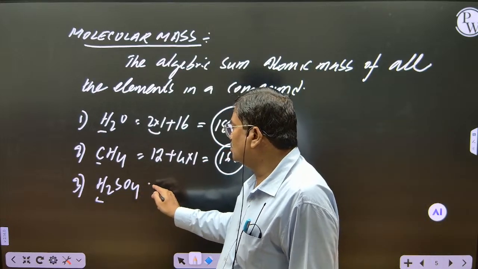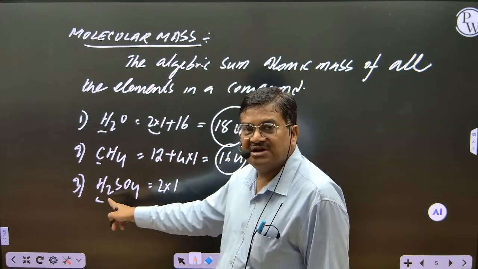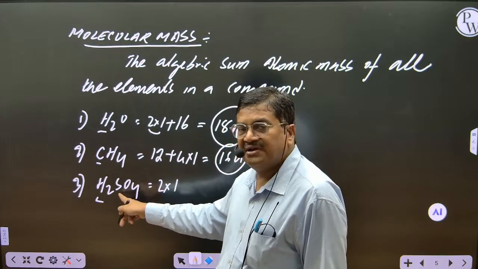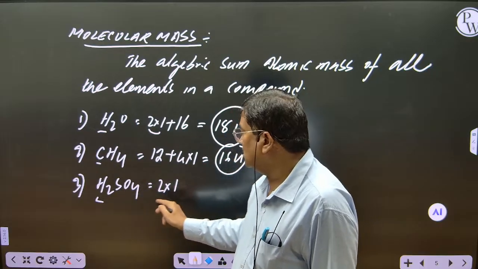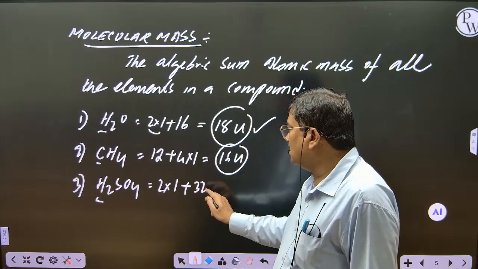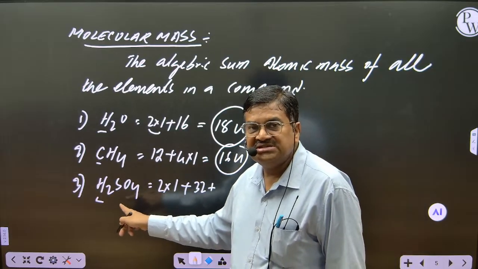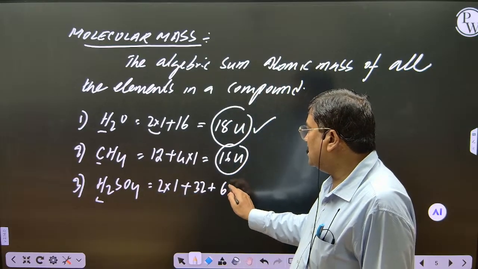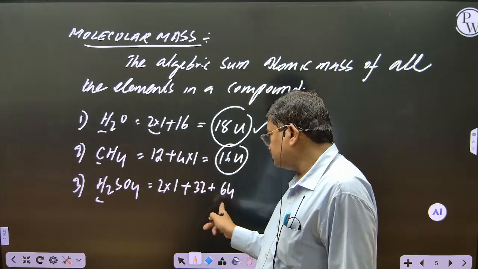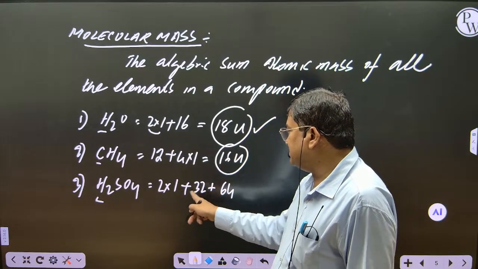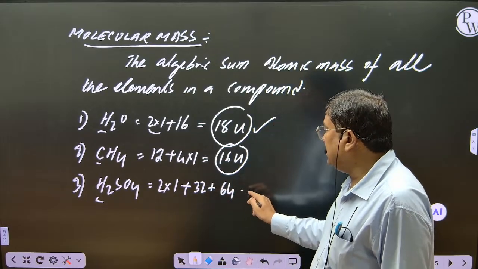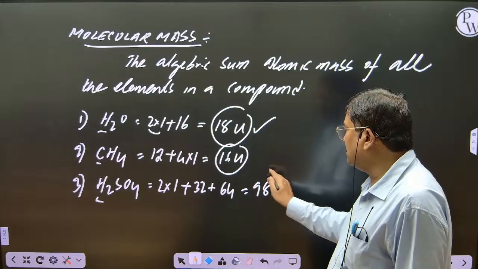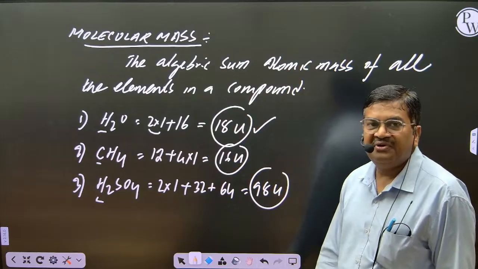2. So 2 into 1. Why? Because the atomic mass of hydrogen is 1. Sulfur atomic mass is how much? 32. So 2 plus 32 plus each oxygen is 16. 16 fours are 64. Now when you add 64 plus 2, that is 66, plus 32, it will come 98. See, 98 in what units? U. What is U? Unified mass.